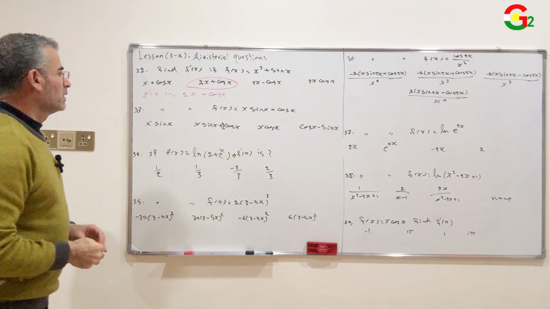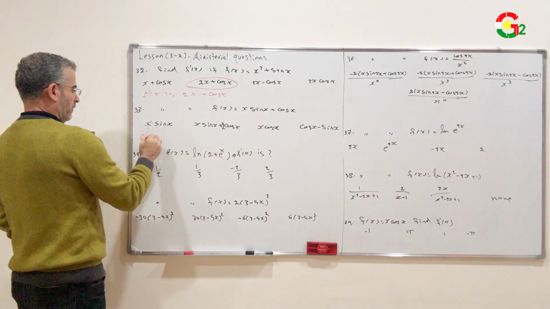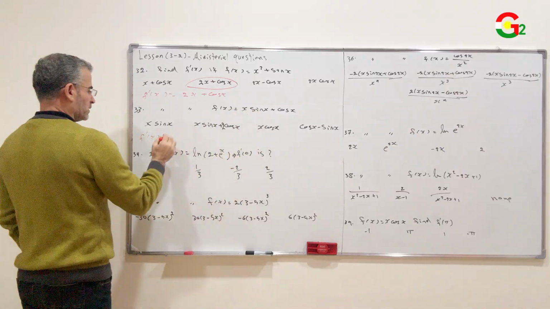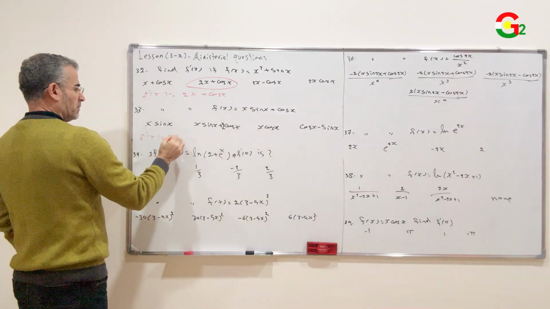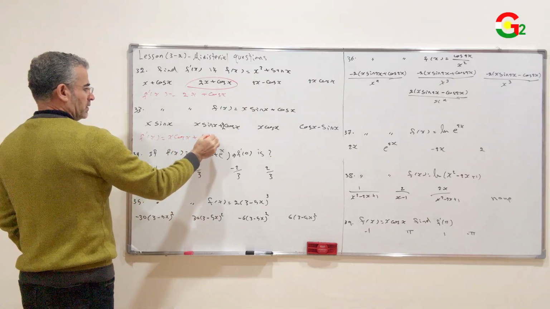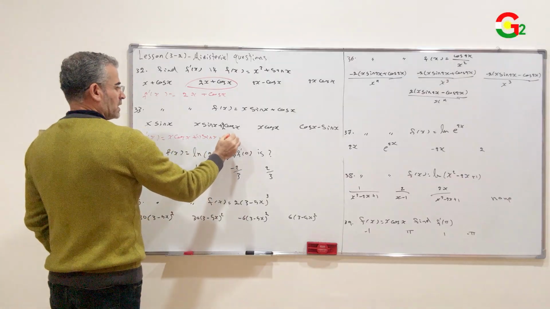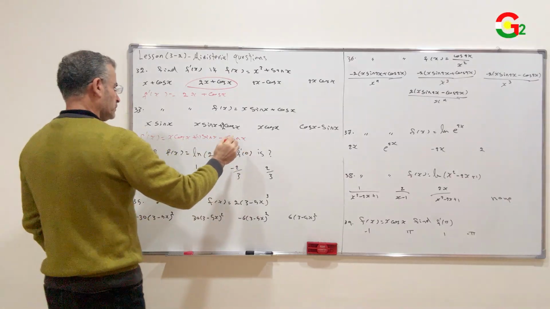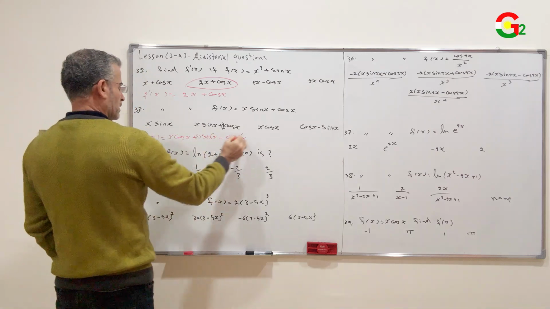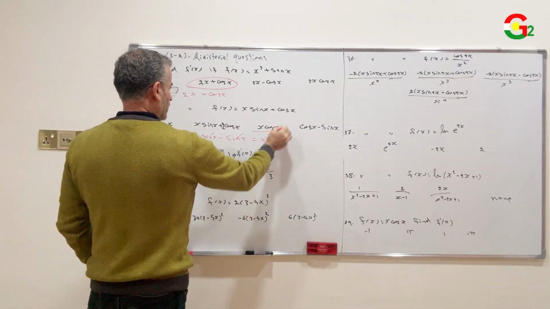Question number 33. Find the derivative of this function. f prime of x equals, applying the rule of multiplication of two functions, x times negative sine x plus cosine x times 1, minus the derivative of cosine x, sine x. Negative x sine x plus cosine x plus sine x, the sines cancel to 0, then x cosine x is the final result.